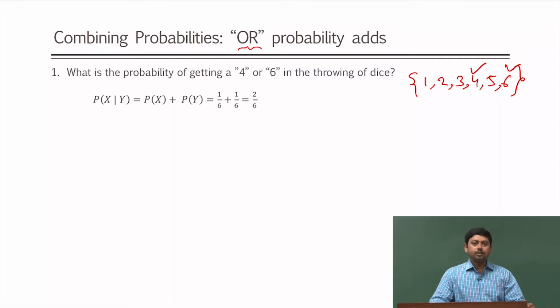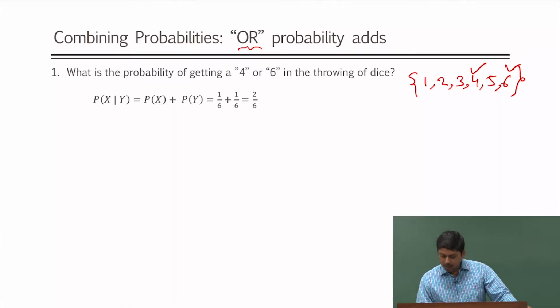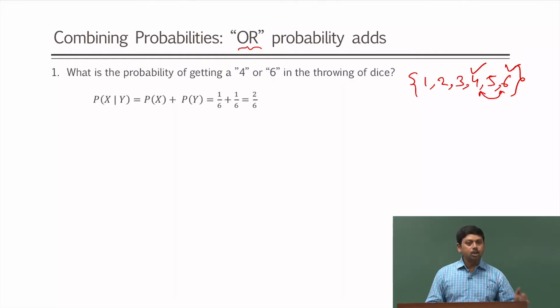So, which means that we have to add up those probabilities, because now this is 2 out of 6 that we are talking about, and that came because each of them has 1 by 6 probability. So, what is the probability that we get 1 or 2 or 3 or 4 or 5 or 6? 1, because we will get either one of them.